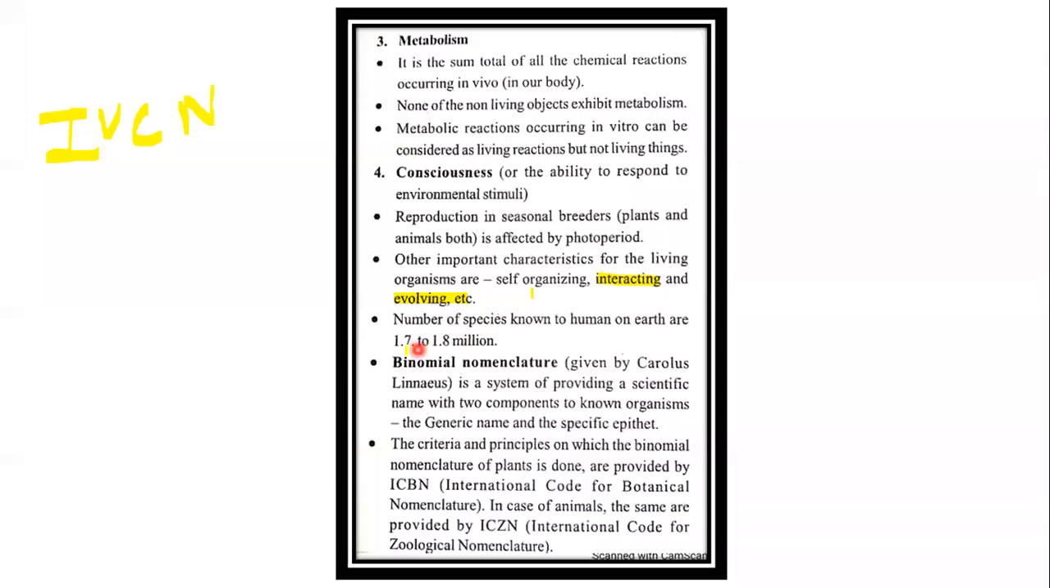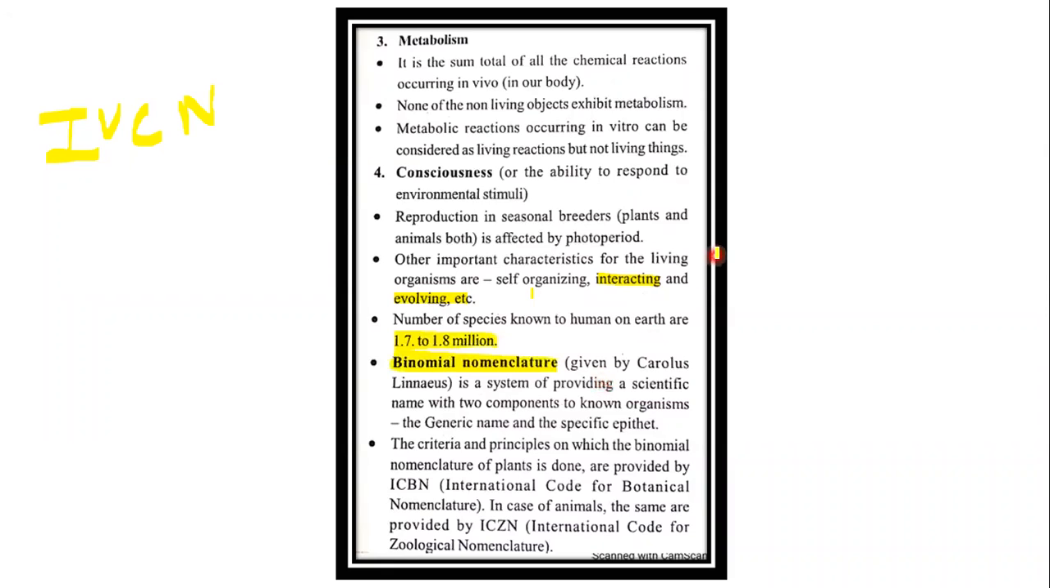As per the IUCN, the number of species on the earth is 1.7 to 1.8 million. This is what we call biodiversity, the count of species. After that, the next concept that arose was binomial nomenclature.